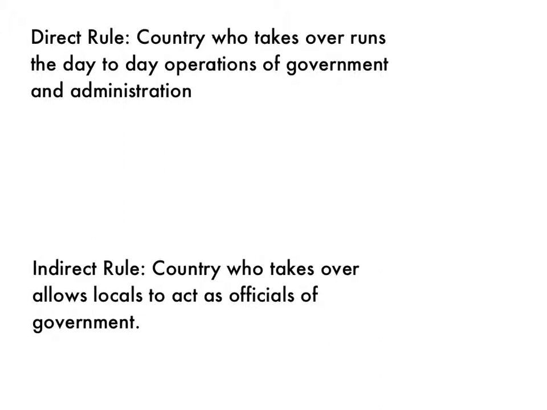So if Britain takes over India, you're going to have British officials running the day-to-day operations of the government, as opposed to indirect rule, which was used a lot in Africa by the British. Indirect rule means that the imperial country uses local officials to run the government, and that way they can maintain some semblance of ownership with the natives. But really, the relationship is one of a puppet and a puppeteer, where the mother country is controlling the actions of those officials.